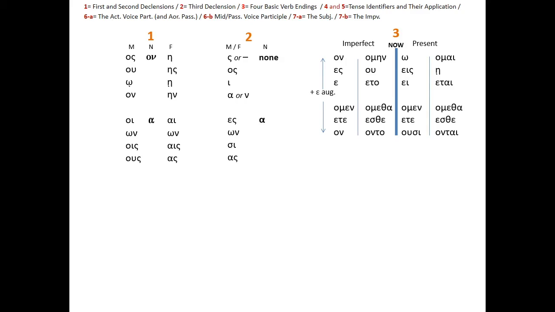To the right of the bold blue line, the right side of now, are the endings of the present tense, active voice, and then middle passive voices. Probably the most important contribution my method makes is with minimums 4 and 5.